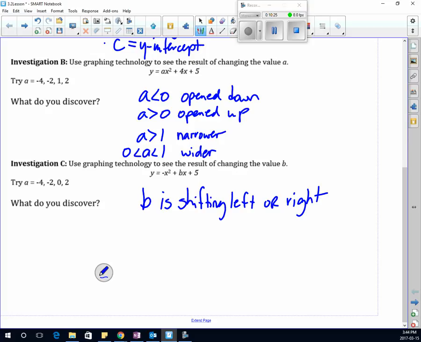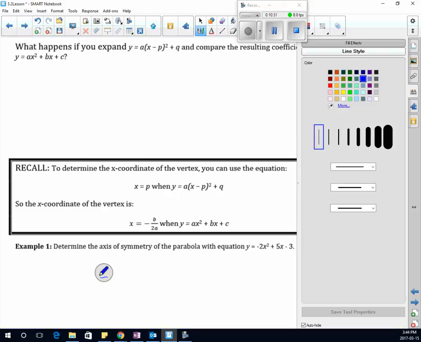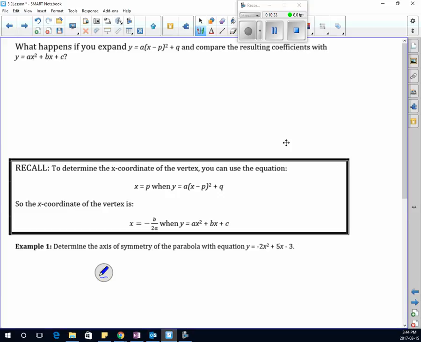Okay, so next page. So let's expand, and some of you might have trouble expanding this, but do you remember your FOIL technique? You got to be able to FOIL out x minus p. So I'm just going to go x minus p squared on the side just to show my work, and then I'll multiply it by a. So that's the same thing as x minus p times x minus p. So do you remember our FOIL technique for binomials?